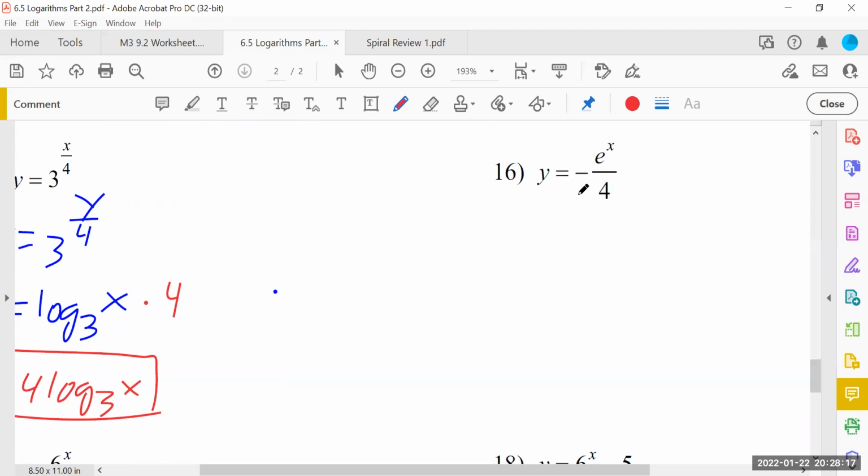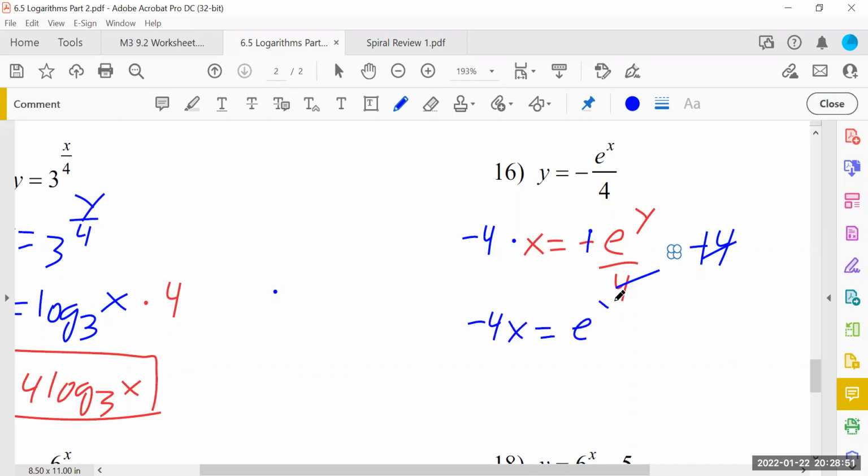16. I need to get e to the x by itself first. Let's go ahead and swap the variables right now. X is equal to negative e to the y power over 4. I would go ahead and get rid of that 4 right now. So times negative 4 on both sides. The 4's cancel out, negatives cancel out, become positives. Left with negative 4x is equal to e to the y.